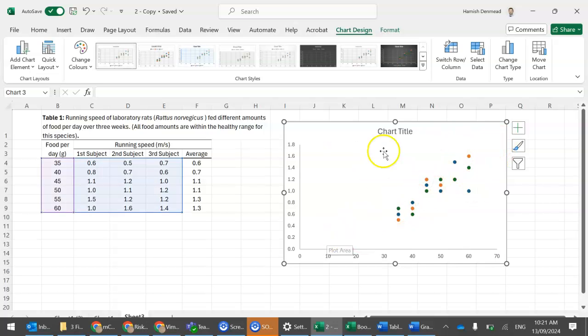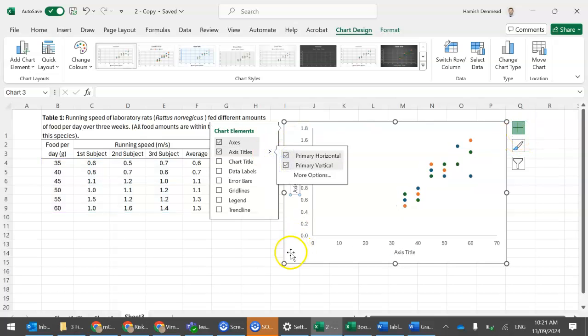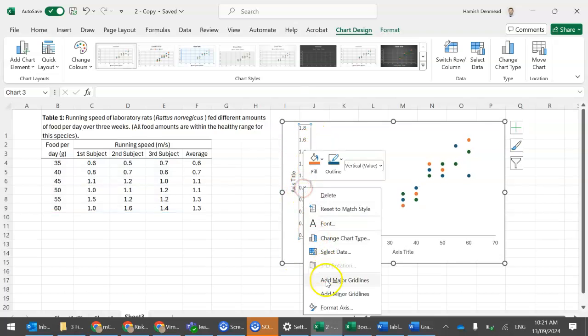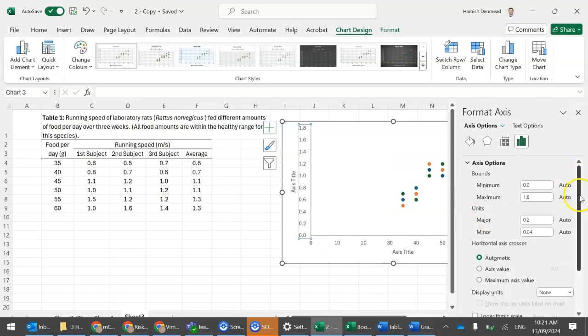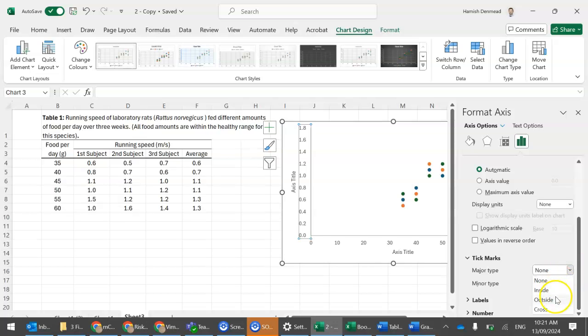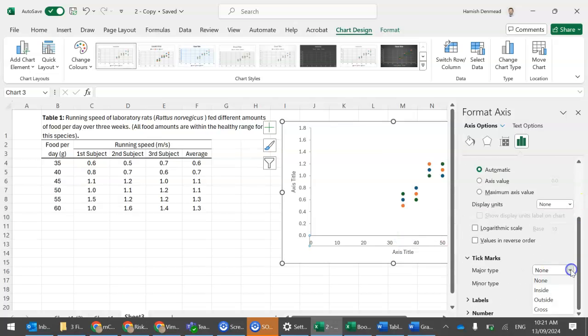Scientific graphs are much easier to read if you don't have those vertical and horizontal lines. We don't need a chart title. We do need to have labels on our axes. We also want to have our tick marks. So let's format the axis. Go down to tick marks. Add them on the outside and do the same for the horizontal axis. Major tick marks on the outside.